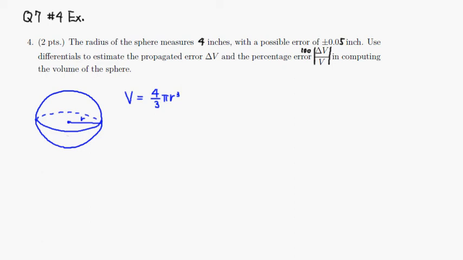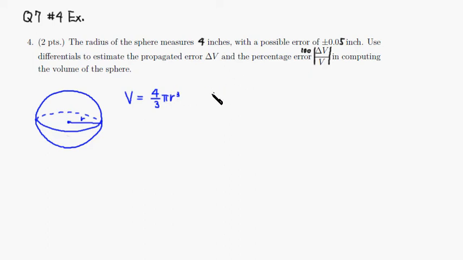Okay, let's look at an example for quiz 7, problem number 4. We're trying to find the volume of a sphere. The radius came out to be 4 inches, but the possible error of that measurement is plus or minus 0.05 inches. Then we want to use differentials to estimate the propagated error and the percentage error. So let's do that.